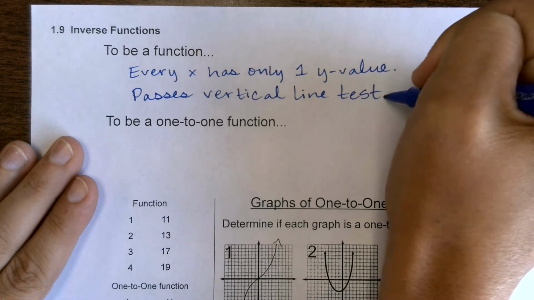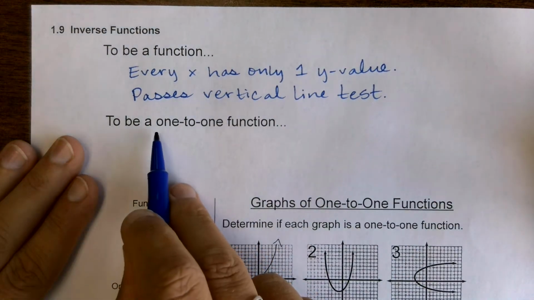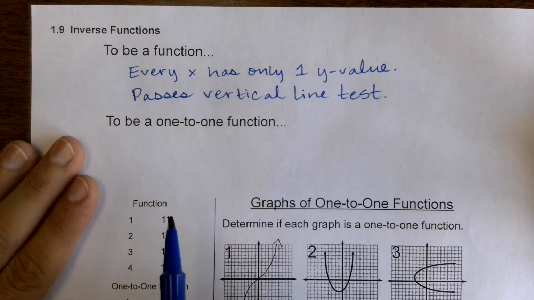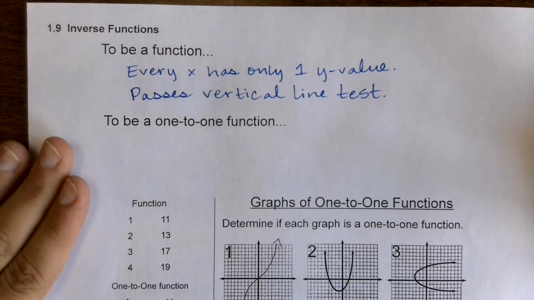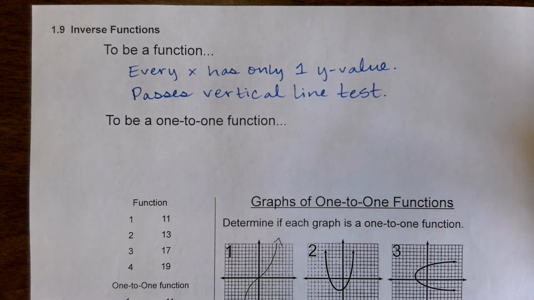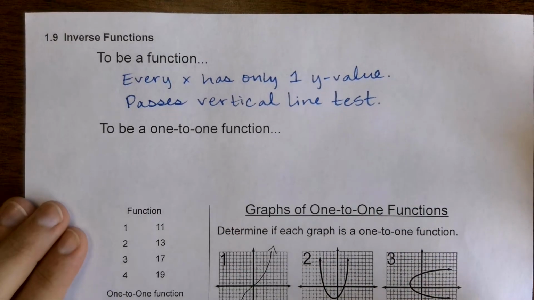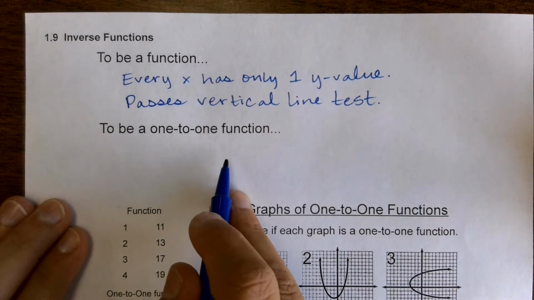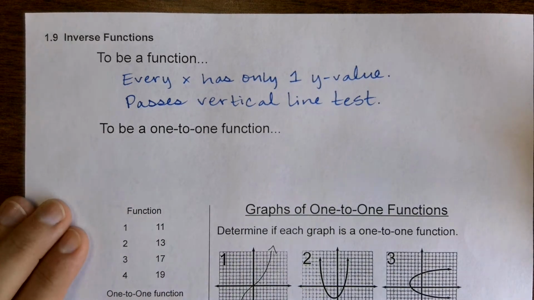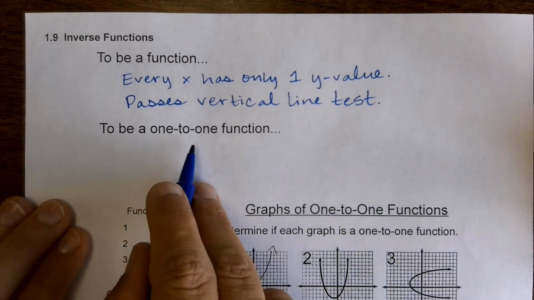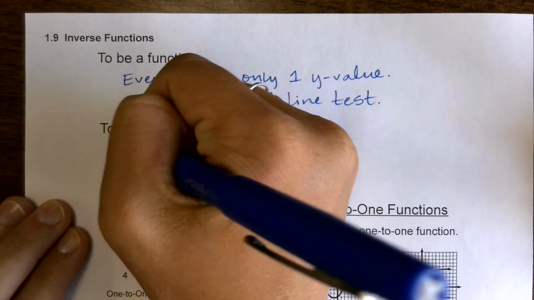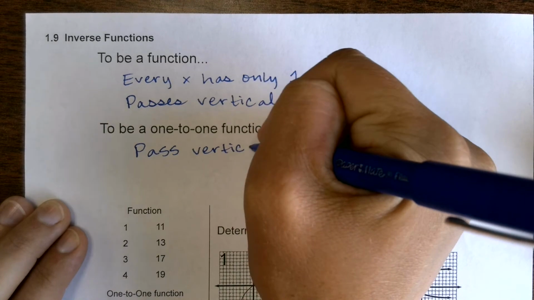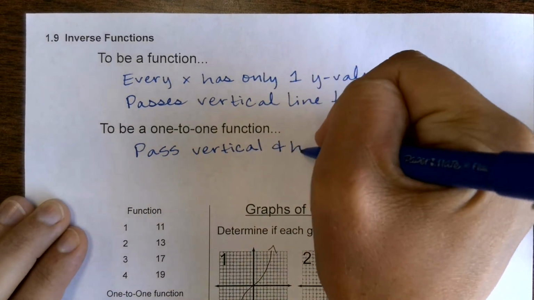What we're adding that is new is this one-to-one function. So it still has to be a function. Still every x has only one y value. So that mail still can't be ripped up and taken to two different mailboxes or the mailman gets fired. It still has to pass the vertical line test, but to be one-to-one, it also has to pass the horizontal line test. So to be a one-to-one function, it's going to have to pass the vertical and horizontal line test.